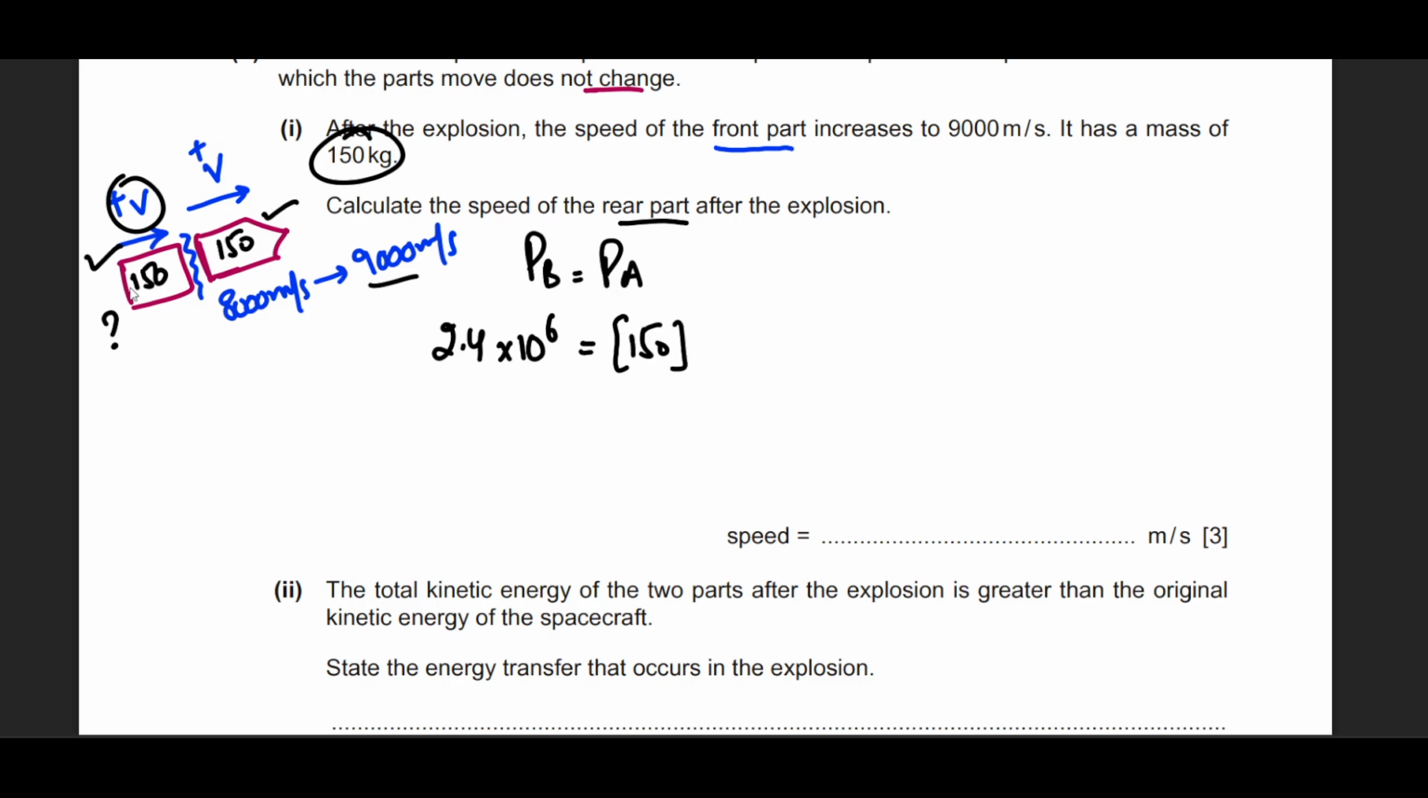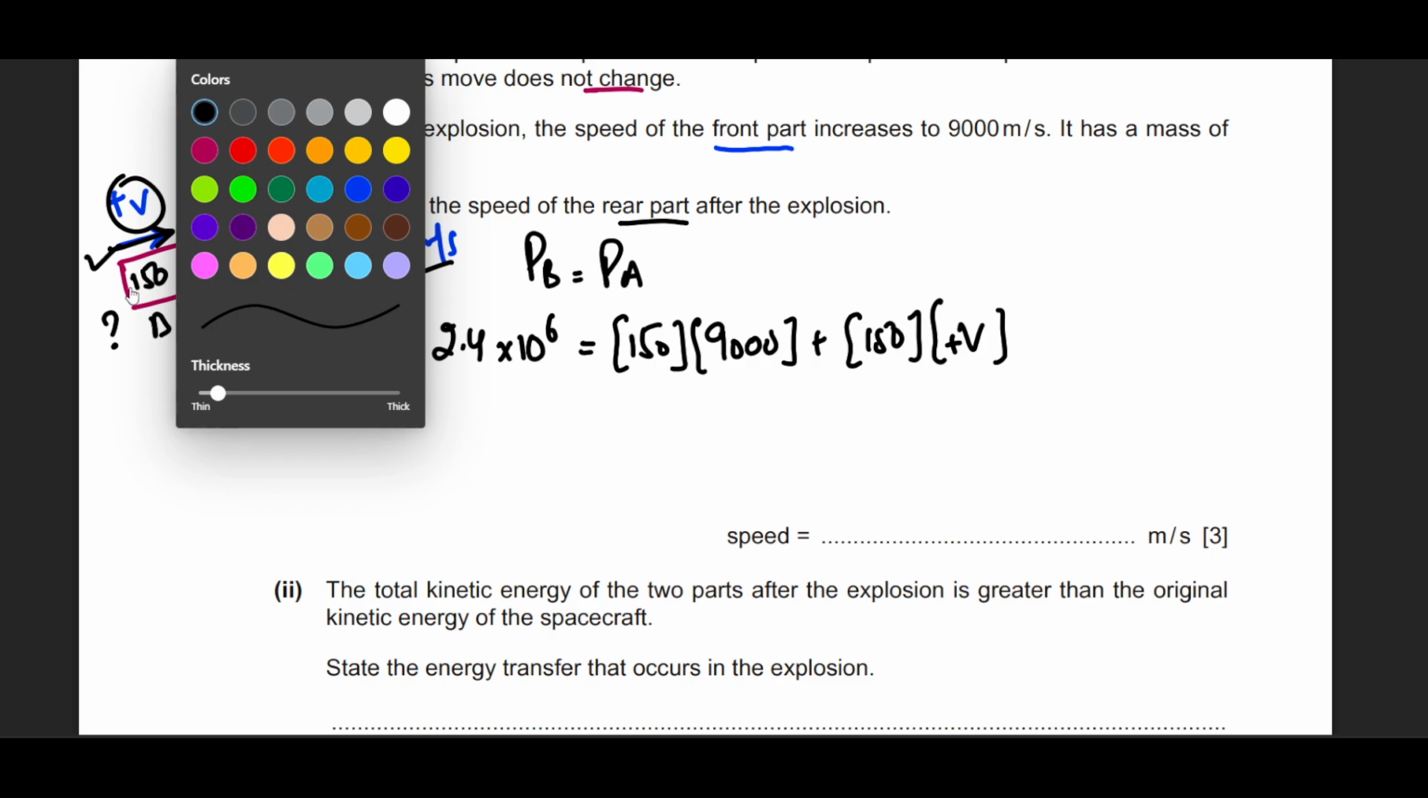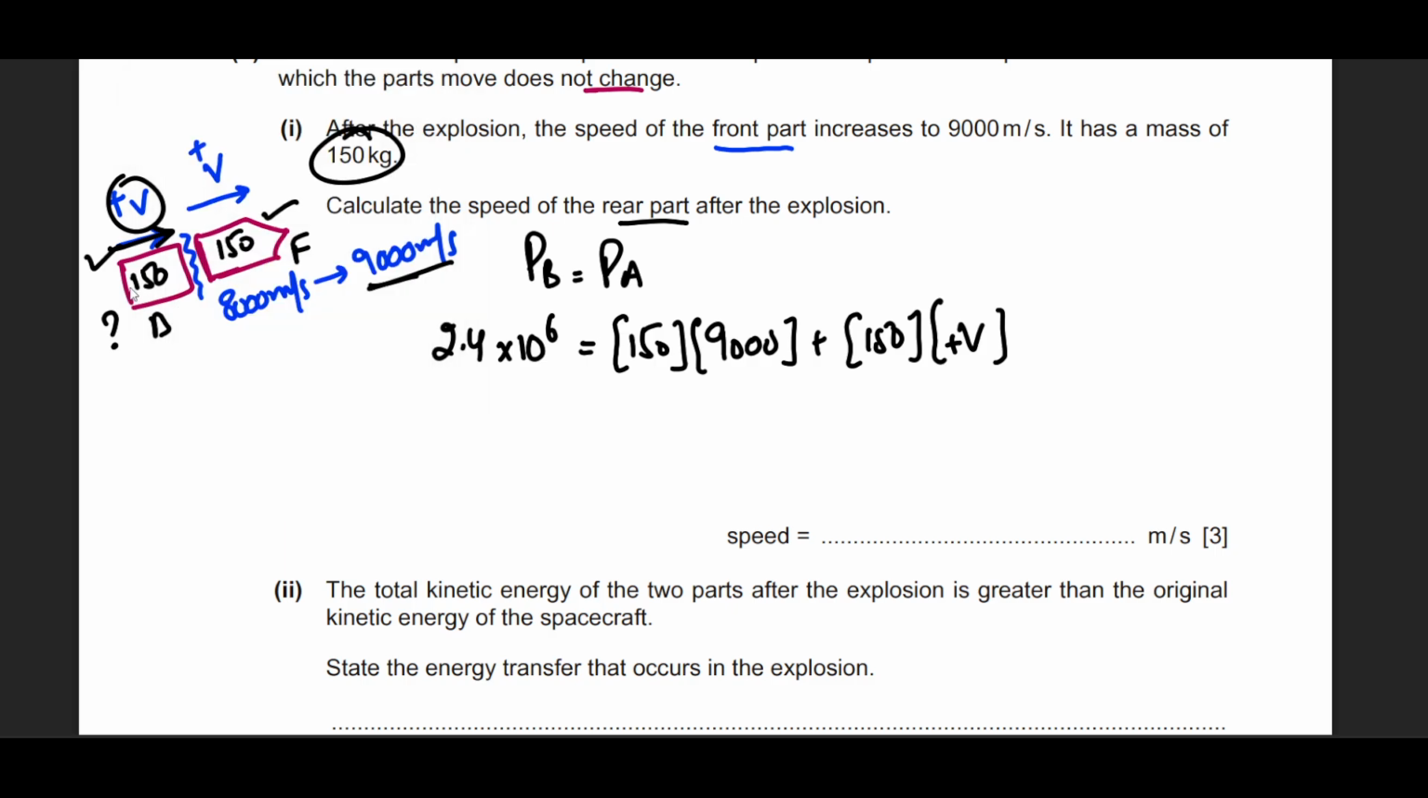So mass of the front part into the current velocity of the front part, which is 9,000, plus 150, the mass of the back part, multiplied by its velocity. Should I add plus or minus? I will be adding a plus sign over here. Why? Because it is still moving in the same direction. It's not moving backwards, which means that if it had moved backwards, then I would have put a negative sign.